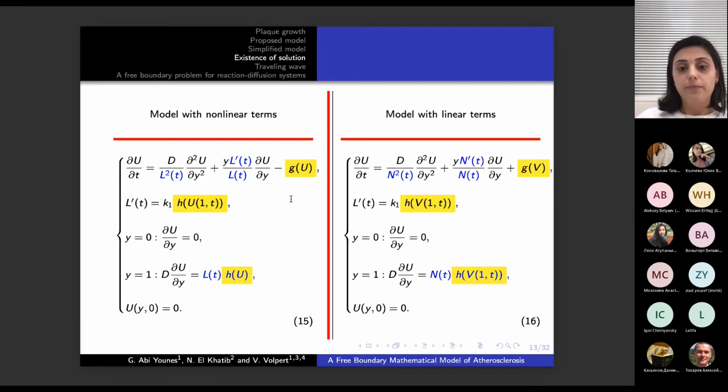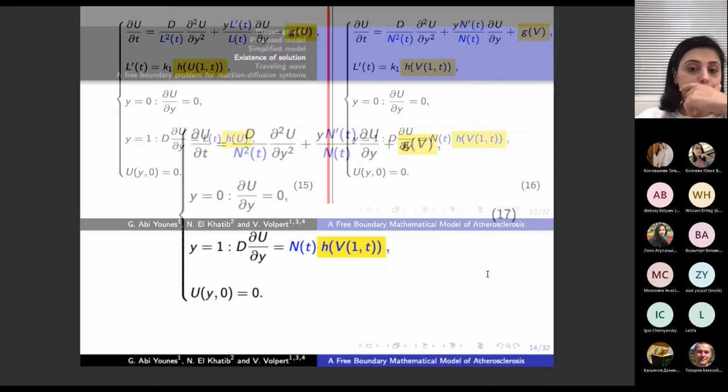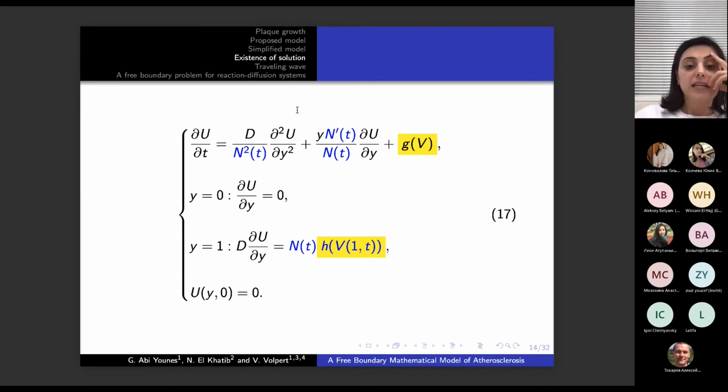We are going to do the following. We will introduce new functions n and v that we are going to put instead of L and U. This way, these non-linear terms become linear terms. This is the system, but what we are going to do here is remove the equation for L prime, and now we will be finding the solution for the system without the equation of L prime. This is system 17, because I am going to recall it in the coming slides. Again, here we have linear terms and coefficients that are time and space dependent.